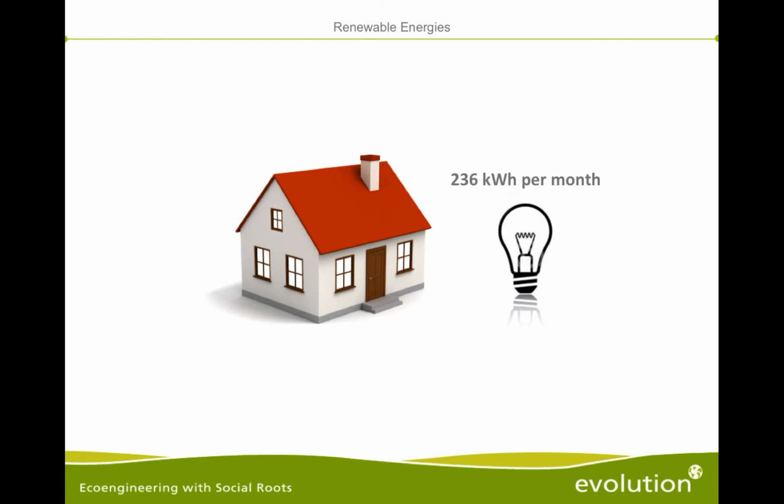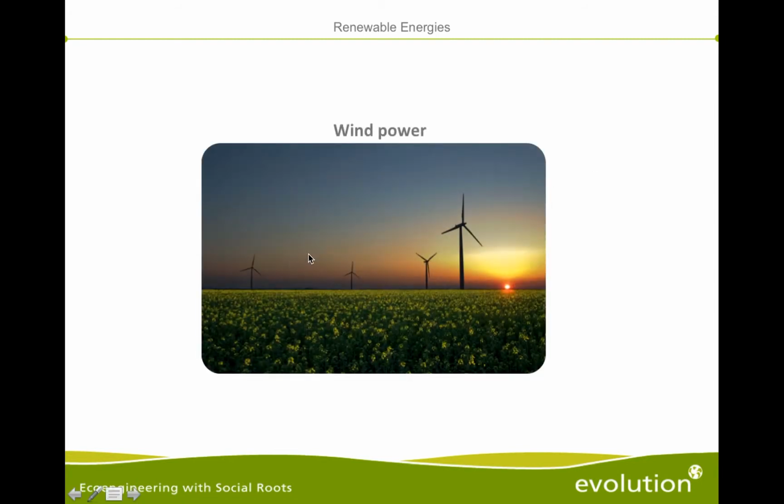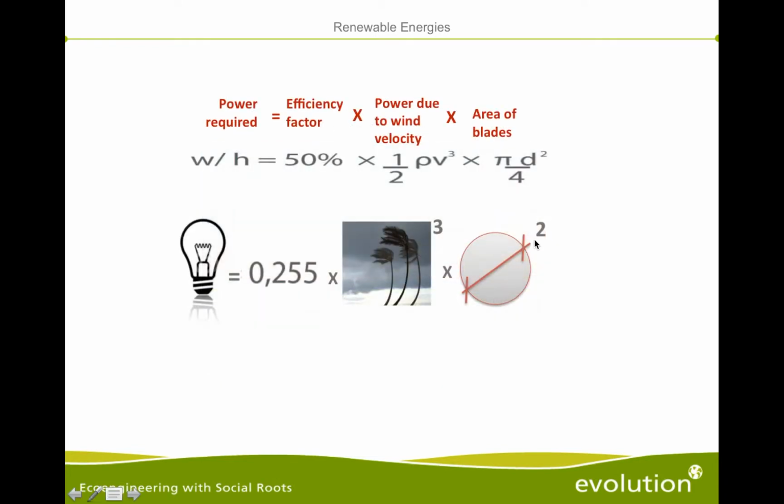So if we look at 236 kilowatt hours per 32 days that I need in this house, let's first look at wind power. Now, with wind power, if we have a power required, there is an efficiency factor, around 50%, of how efficient the wind turbine is at converting wind into electricity. The other factor is the wind velocity itself, which, as you can see, is dependent on half rho, which is the density of the air, times the velocity of the wind to the power of 3. And the other is the area of the blades.